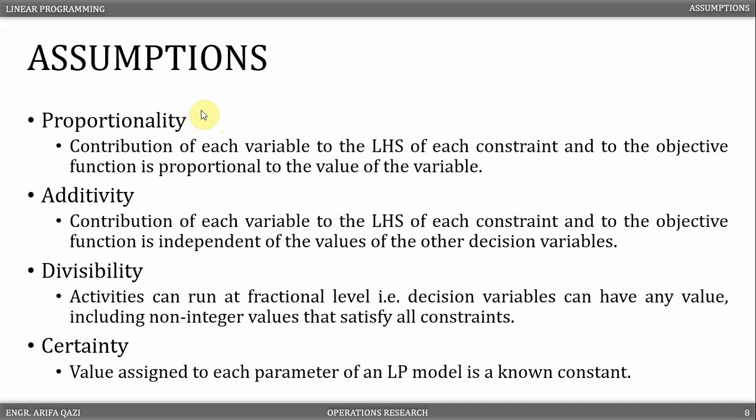the functional constraints. Proportionality assumes that the contribution of an activity to the objective function and to the left-hand side of a functional constraint is proportional to the level of that activity. This results in terms Cj Xj in the objective function and Aij Xj in the left-hand side of the functional constraints, where i represents the resource and j represents the activity.